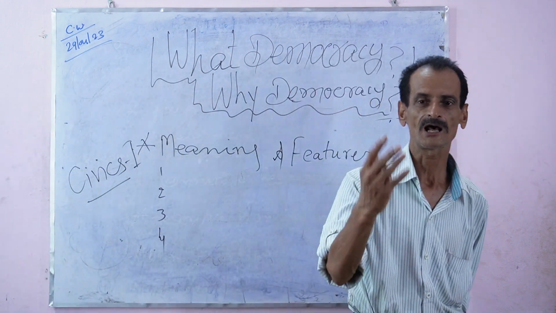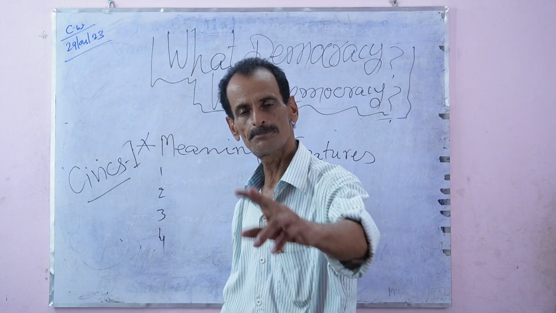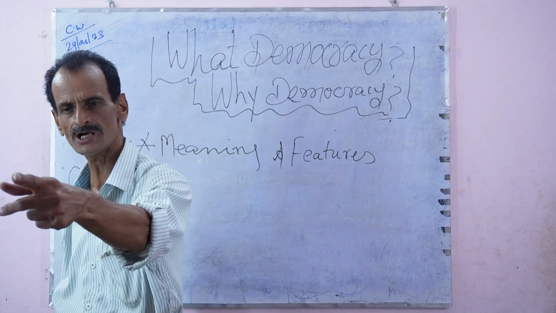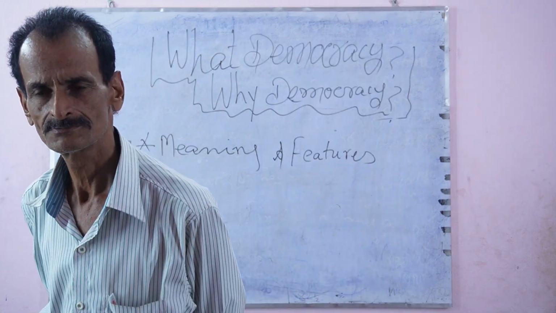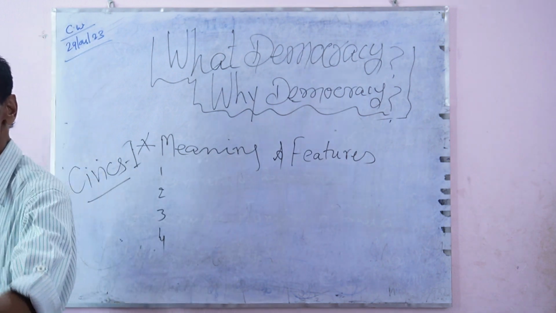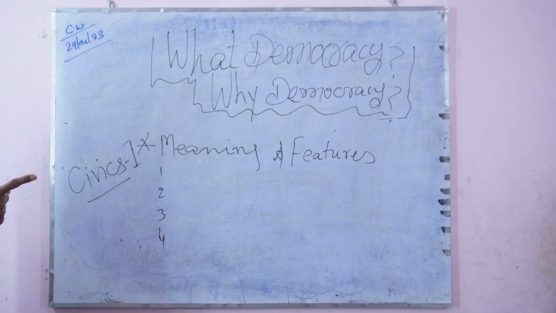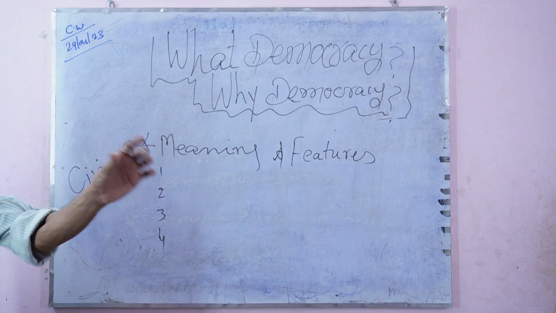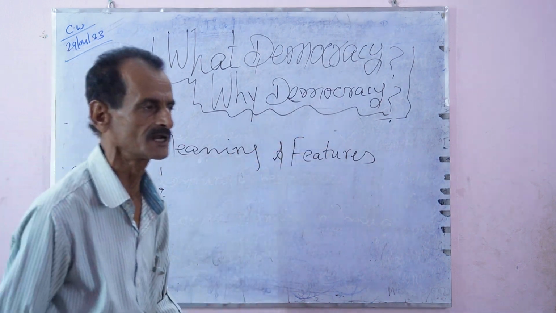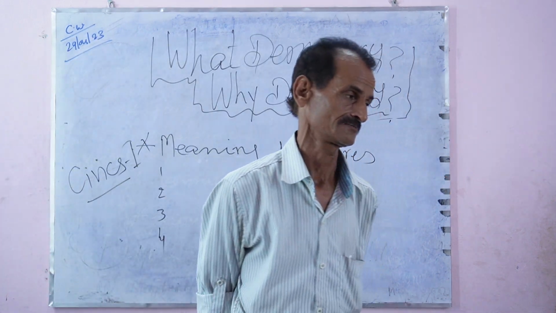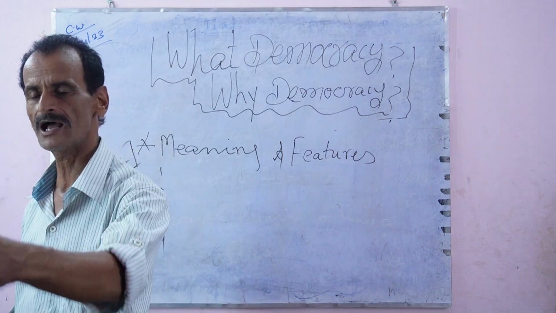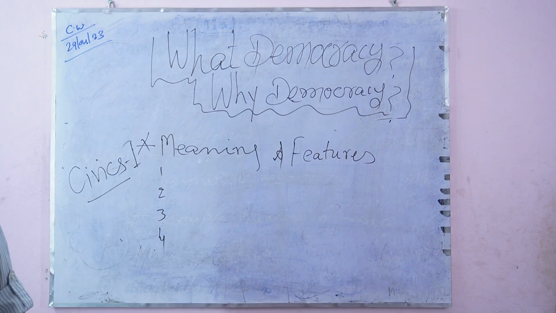So there are four conditions, four features to become a democracy. First feature: democracy is that government in which all the main, final decisions are taken by the elected leaders. Second: democracy is that government where election is free, fair and regular.